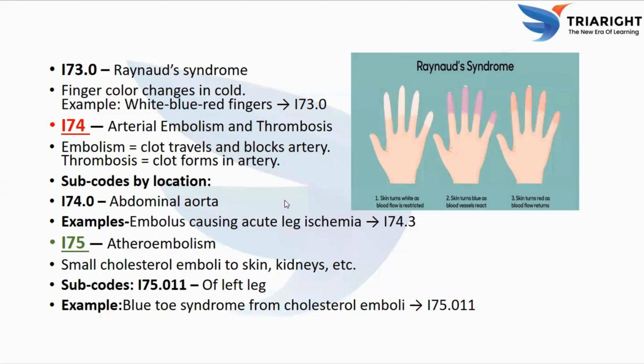Arterial embolism is nothing but an acute blockage in the arteries. Embolism versus thrombosis: embolism means the clot travels from somewhere else and blocks an artery. Thrombosis means the clot forms in the artery itself. So what is a subcode example? If a clot travels and blocks blood flow to the leg, you have to assign the code I74.3. It is an acute limb ischemia.